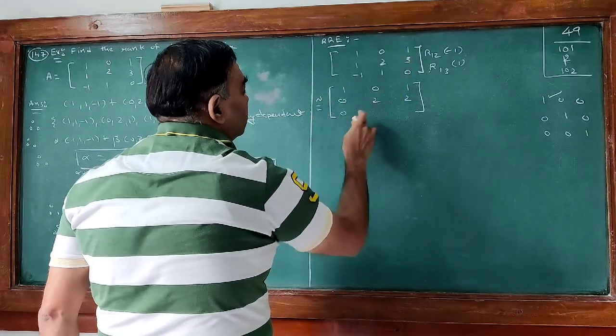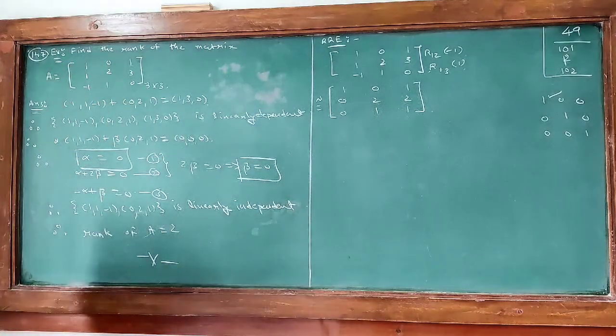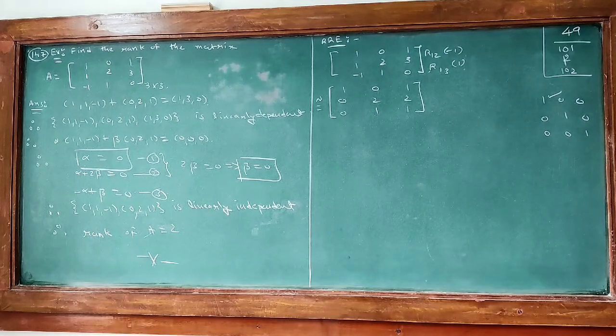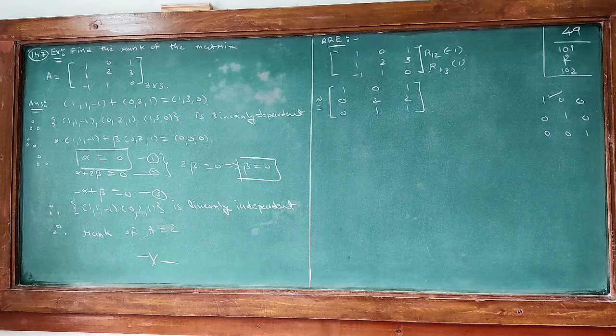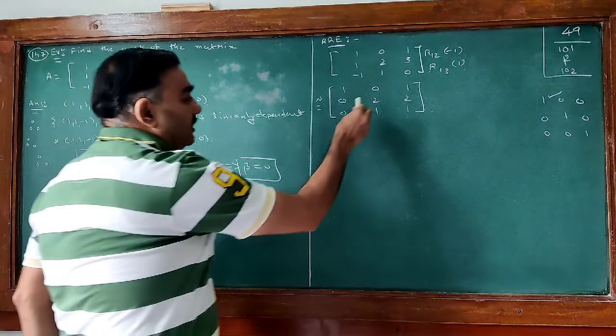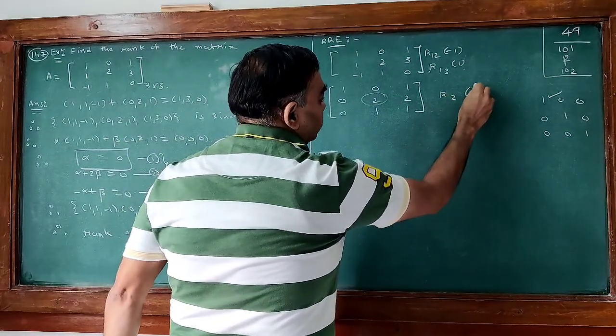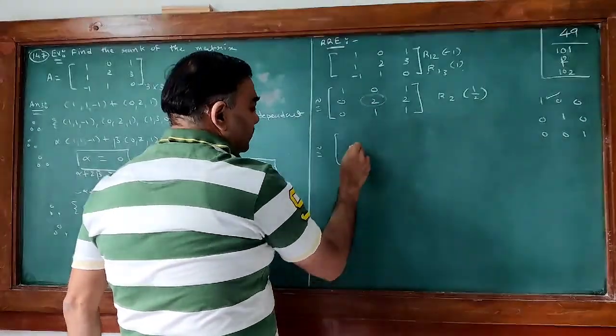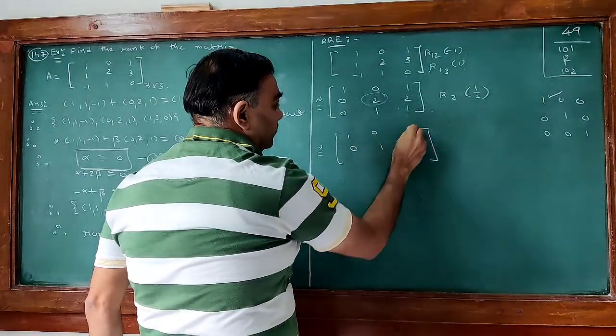Adding these two gives 0 1 1. Then we want 1 here, means we multiply second row by 1 by 2, so it is equal to 0 1 1.